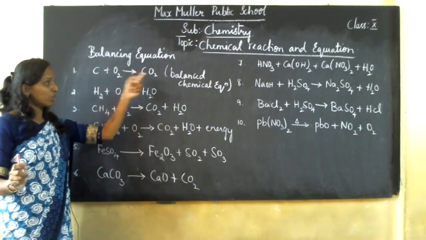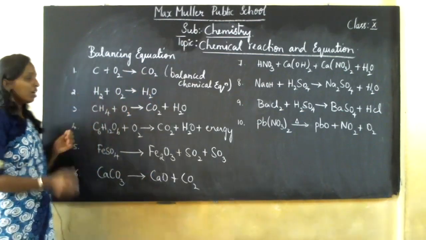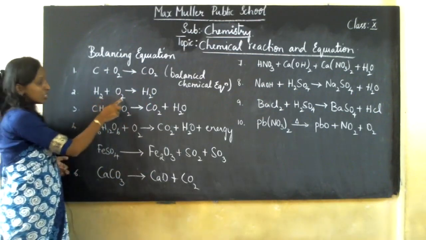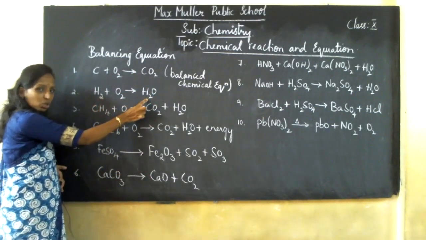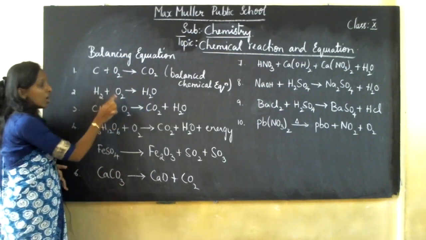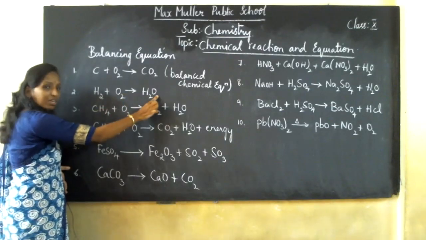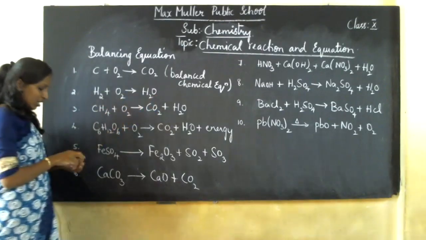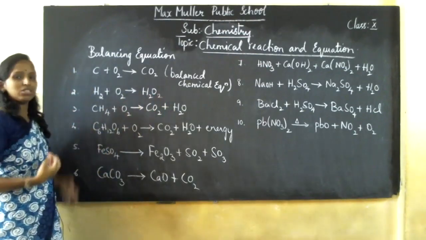Now the equation we have written on the board is balanced. Now check out this second equation. Hydrogen is 2, oxygen is 2, and hydrogen is 2 here. How much do you have in the product? 2. It is balanced. How much oxygen do you have here, children? 2. And how much here? 1. Should I change here? Can I take 2 here? If I write 2, is it balanced?